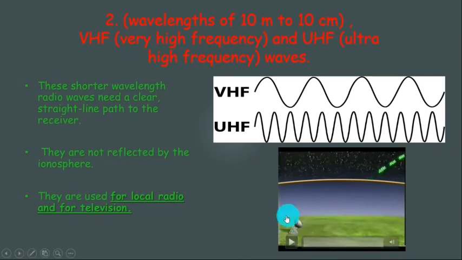So these can continue traveling and they can reach what? Space. That's why we can use them where? For local radio or television. Okay? That's why sometimes while you are in the car listening to the radio and you enter a tunnel, for example, what happens to the radio? You cannot hear properly. Why? Because this type of wave cannot bend, they need just a straight and clear path to pass through. Okay?